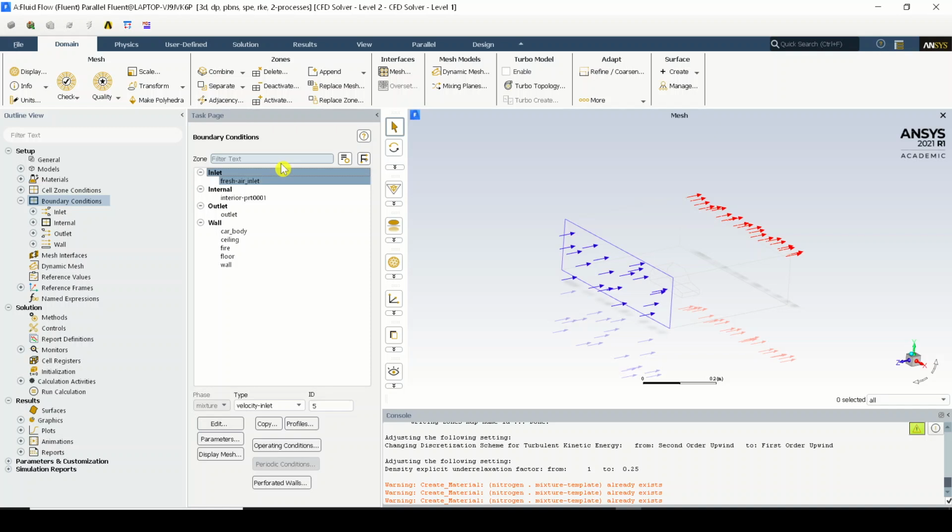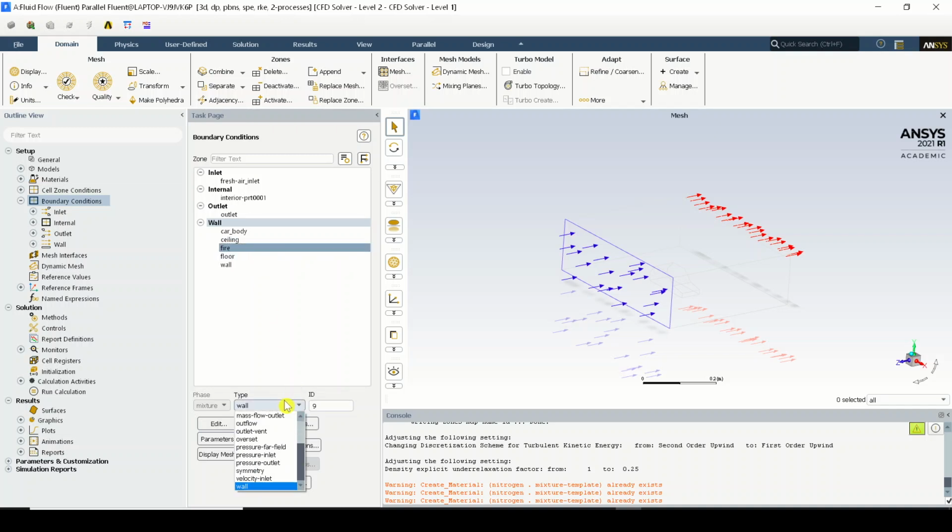Now what is the next thing? The next important thing is the fire source. So where is the fire source hidden? The fire is available over here. Now what boundary type do I need to assign for this fire source? I cannot assign a velocity inlet for this, because I will not know the velocity of the gases which are coming out from the fire.